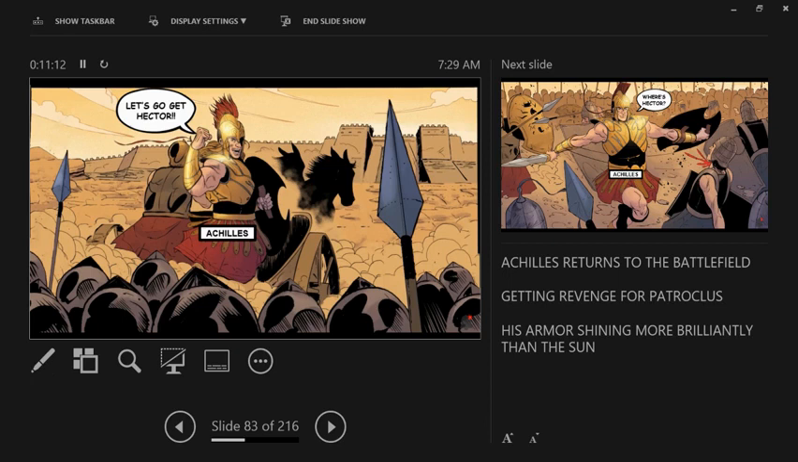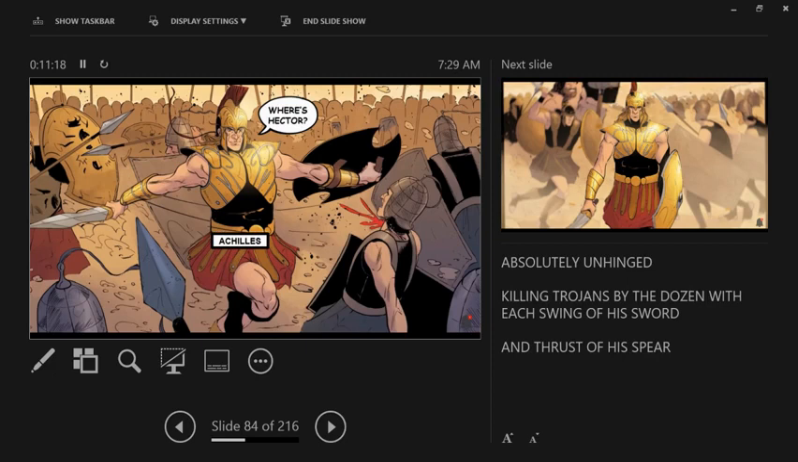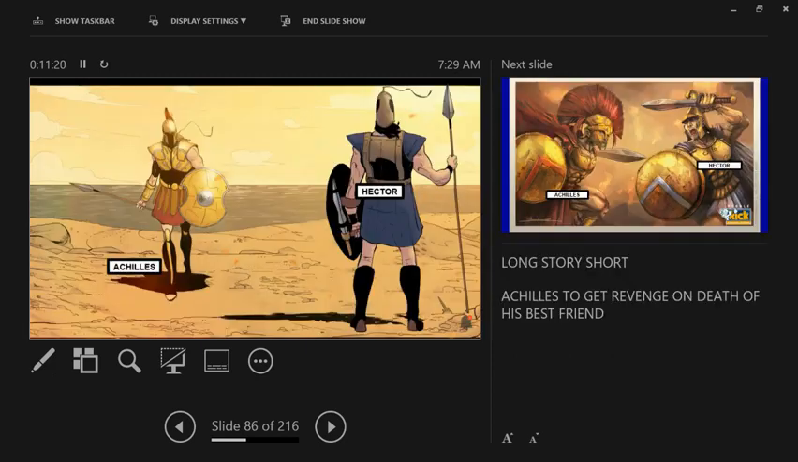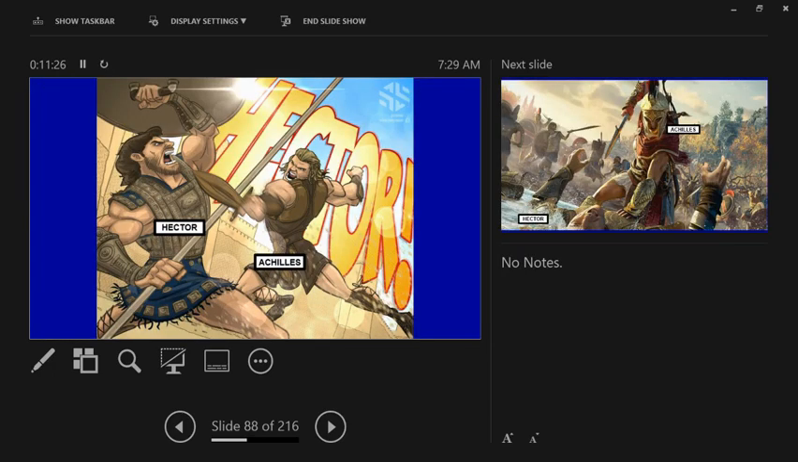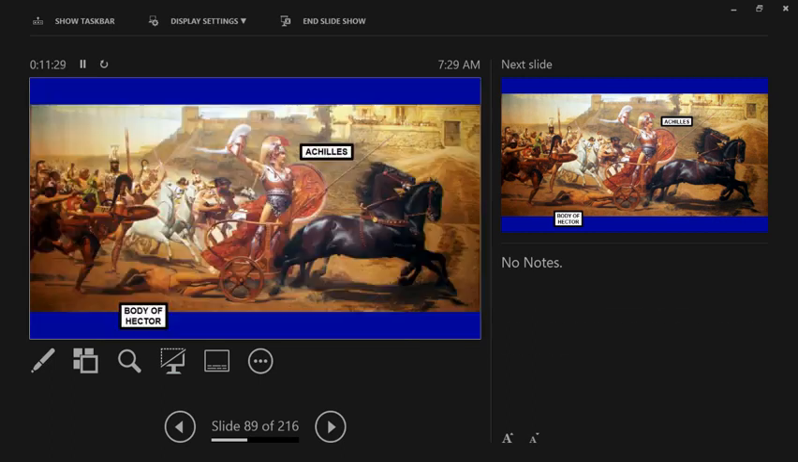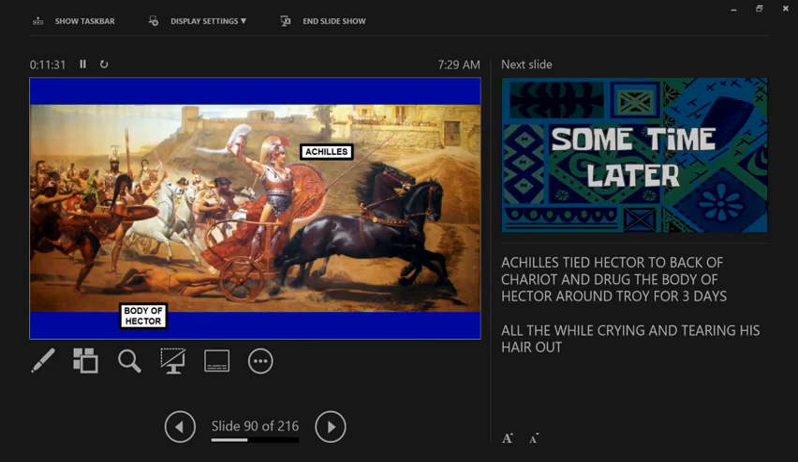And he is plowing through all of the Greeks, the Trojans. He is killing them left and right, looking for Hector. And then he finds Hector. And he and Hector have an epic battle. Achilles wins, and Achilles is so enraged at Hector. He's so angry at Hector. He ties the body of Hector to his chariot and he rides the chariot around the walls of Troy for 3 days, nonstop, crying and tearing his hair out.